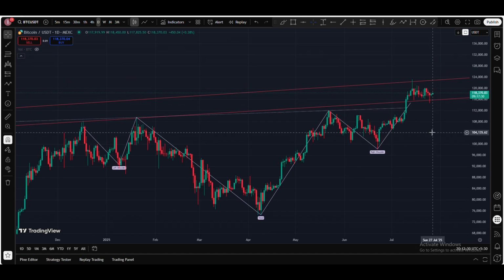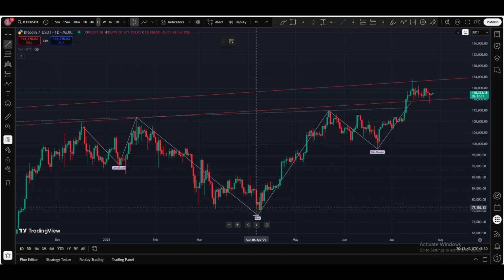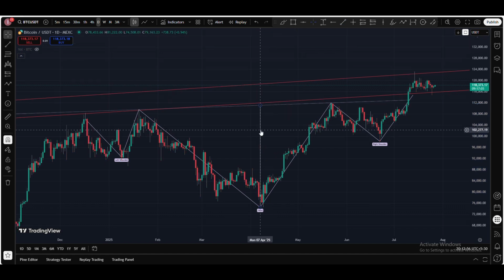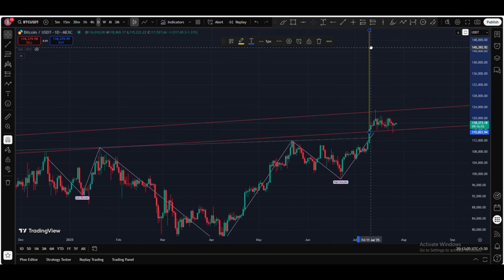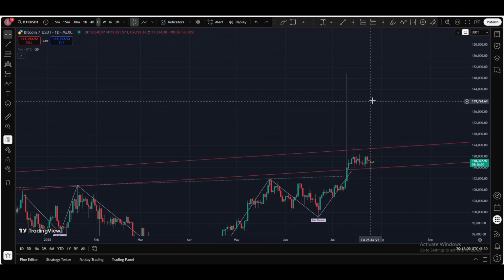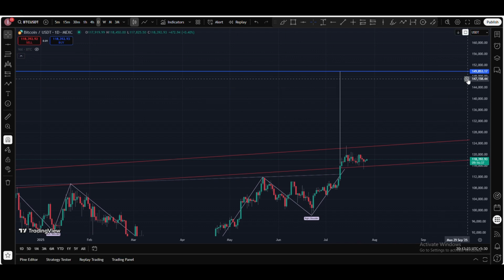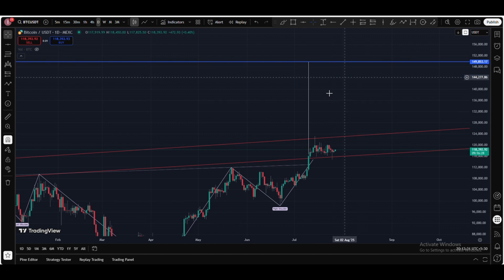And we can get the target at this point. We can get the target at this point and neckline, head and shoulder pattern neckline. Market will move to this trend line top. We can put the breakout point and we can mark this point. $149,853. That is the price level market can reach in this bull run.